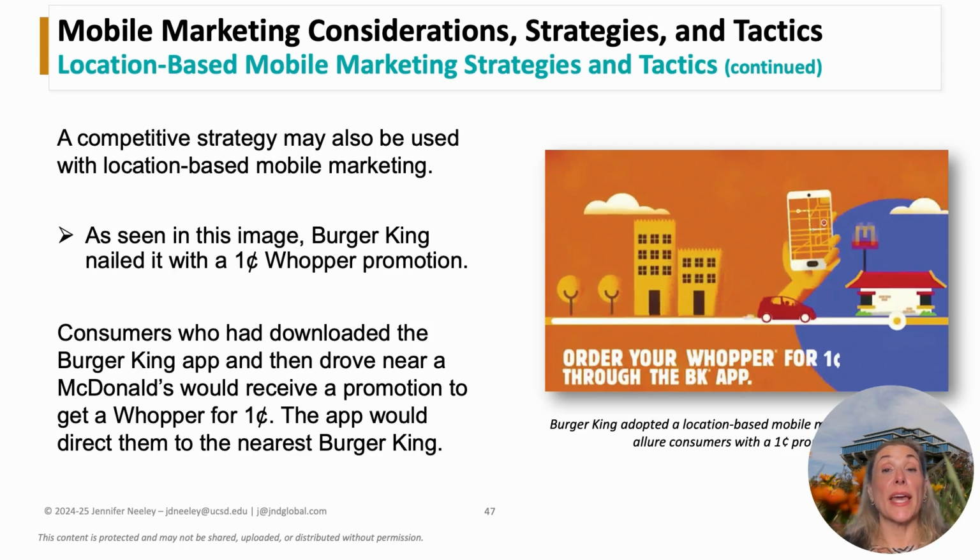Brands can utilize competitive strategies within location-based marketing to attract consumers from rival businesses. So let's take a look at an example. Burger King exemplified this approach with its 1-cent Whopper promotion. Consumers at a nearby McDonald's received a prompt directing them to the nearest Burger King by their location, incentivizing them to visit by offering a low-cost deal. The strategy effectively captures competitor traffic and turns potential customers into loyal customers.